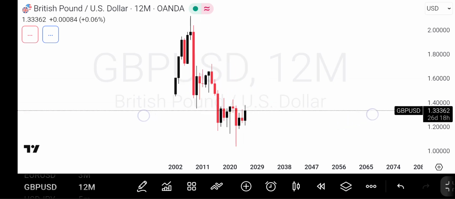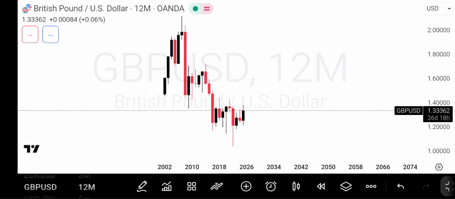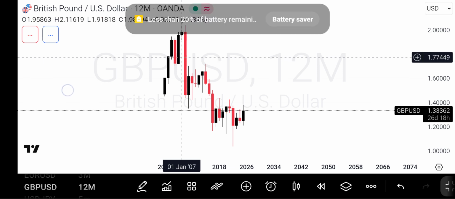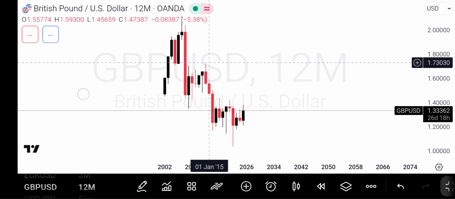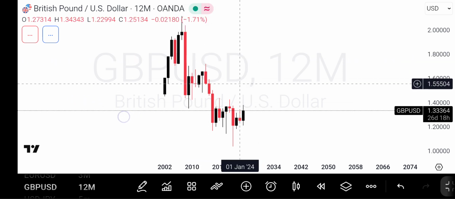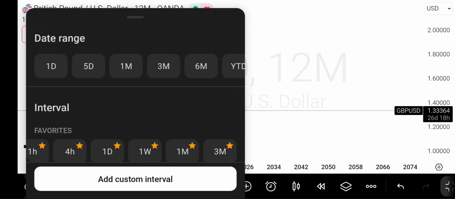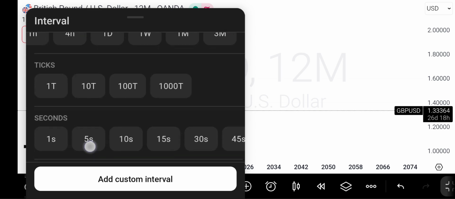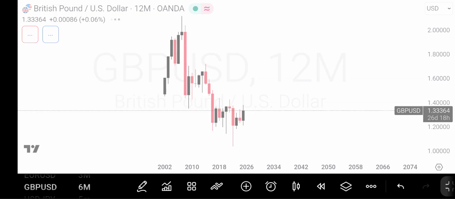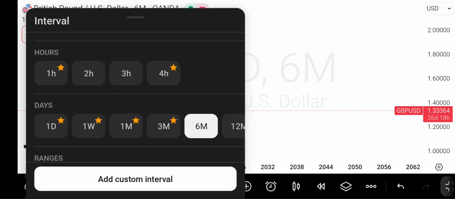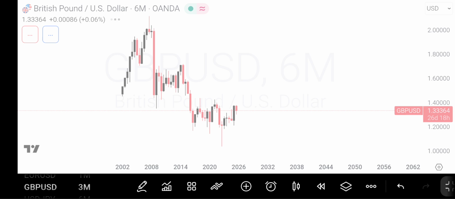So from the yearly chart, you can see that from January 2022 to this day, GBPUSD has been bearish. So that means GBP all time has been very bearish. Now let me look at the 6-month time frame. GBP is still bearish here. On the 3-month time frame, GBPUSD is still bearish.